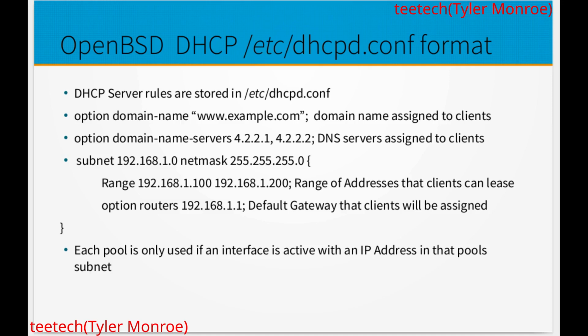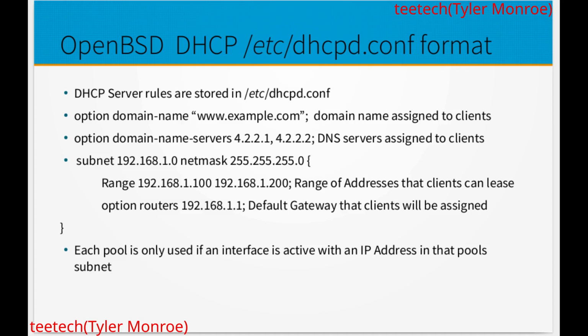The next thing is option routers. This specifies the default gateway. So as we said before when we talked about routing, OpenBSD will only be able to send to its default gateway. Well, the clients don't route packets that aren't sourced from themselves. So they have to send to a default gateway, and this is what that specifies.